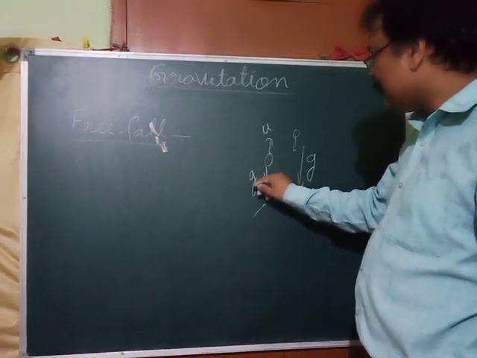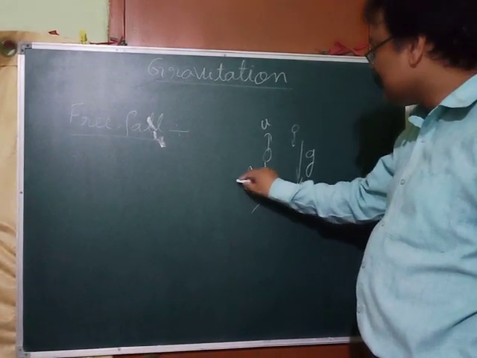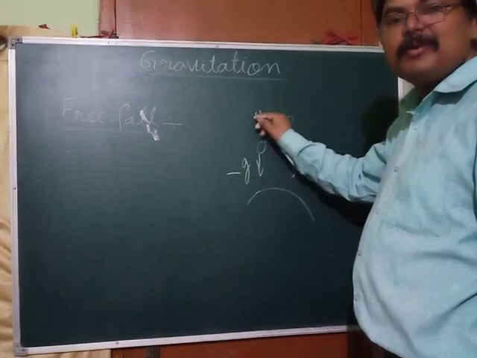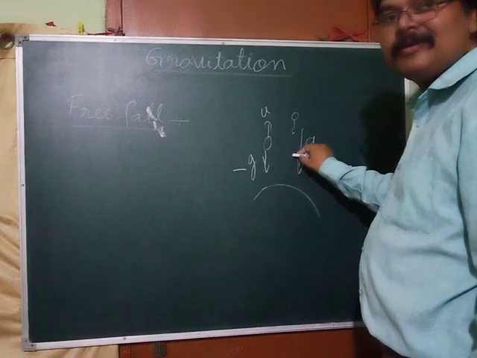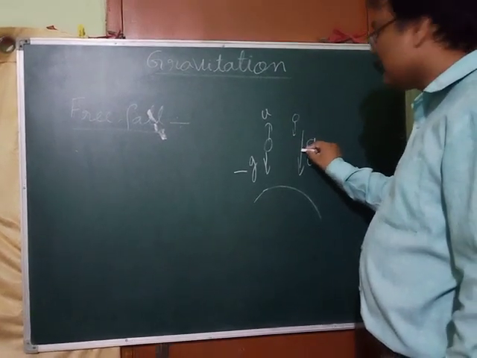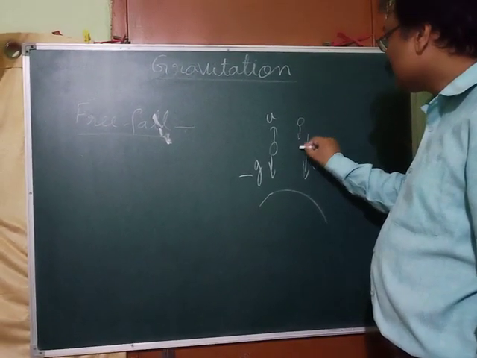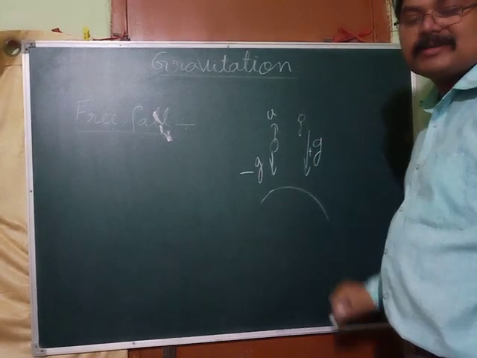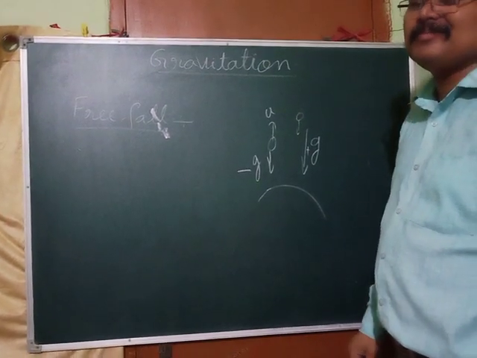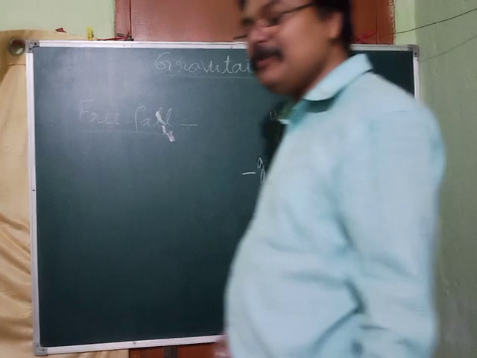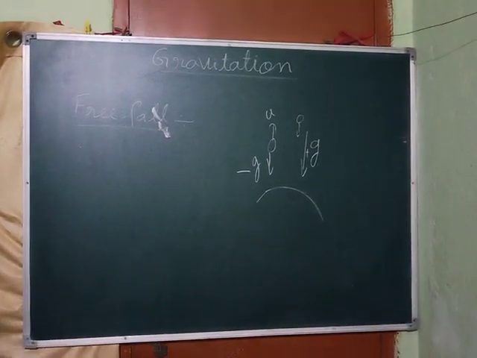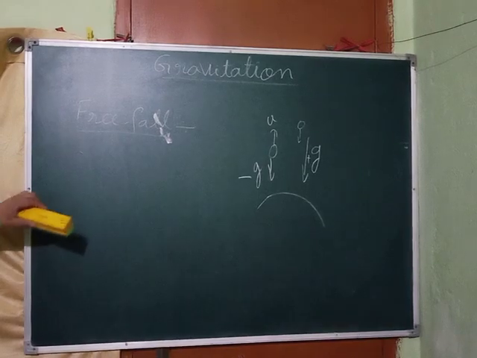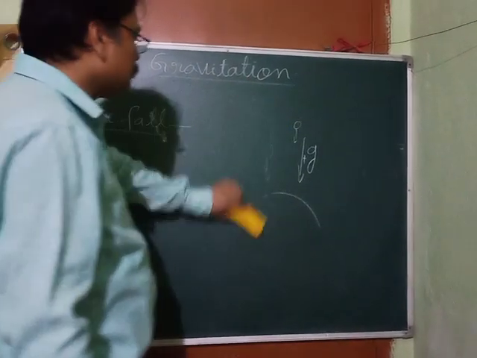So what will be the sign of this acceleration? It will be negative. Why? Because it is opposite to the direction of motion. What about the case of falling? In case of falling, it will be positive. Why? Because the direction of motion and the direction of acceleration are both the same, so acceleration will be positive. Okay, so we can write the equations of motion. You have already studied the equations of motion, the 3 equations of motion that I am going to tell you.